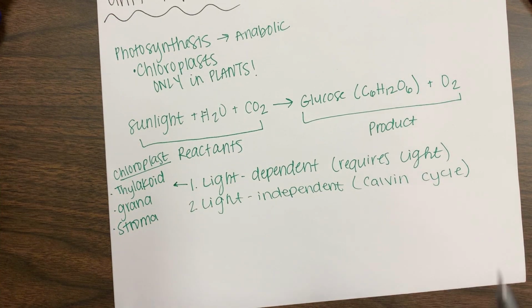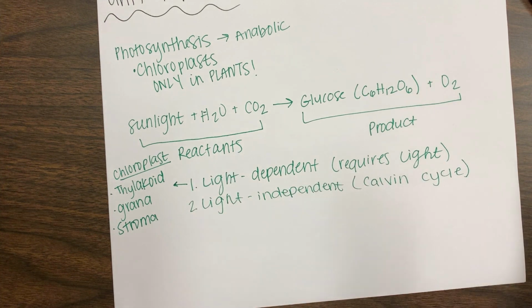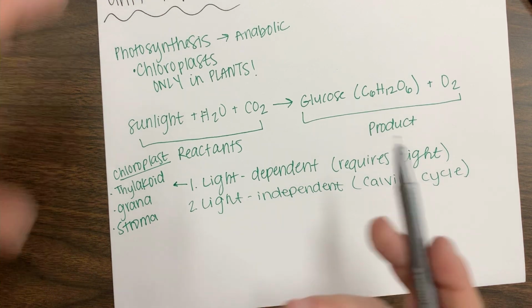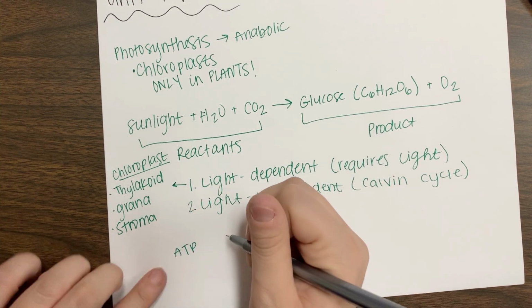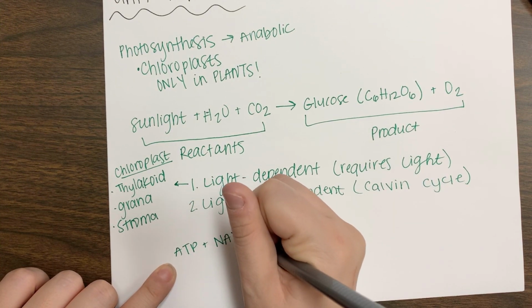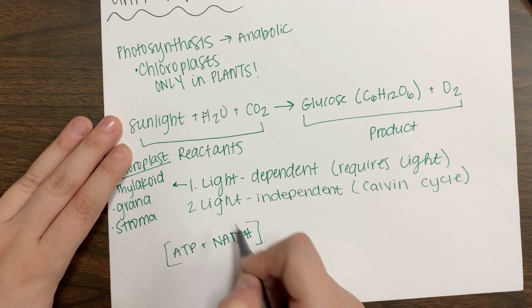Okay, so light dependent is going to happen specifically in the thylakoid. Okay, and this is where your sunlight is going to get absorbed in the leaves. Okay, in the leaves you have this pigment called chlorophyll, and that's what makes plants green. Okay, so they are absorbing the sunlight, and then coming out of that, they're making ATP, which is a type of like an energy storing molecule, and NADPH. Okay, so this is the end of this.